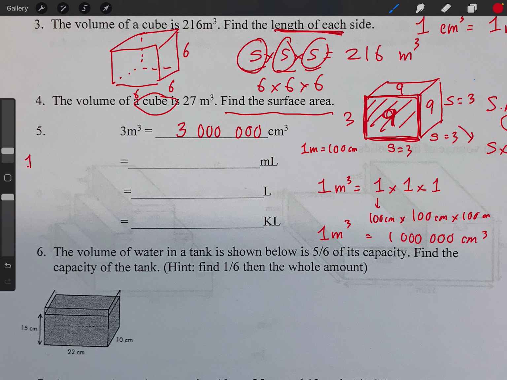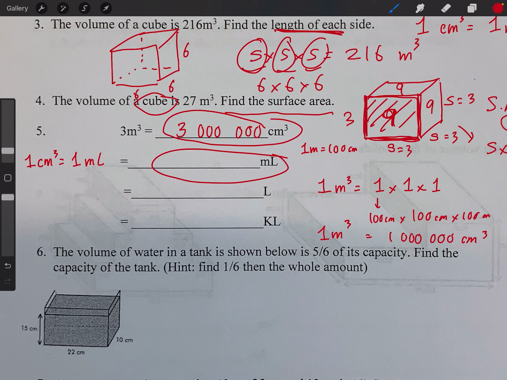And remember that 1 centimeter cube is equal to 1 milliliter. So whatever you got for centimeters cubed, it's going to be exactly the same for milliliters. So this will also be 3 million.